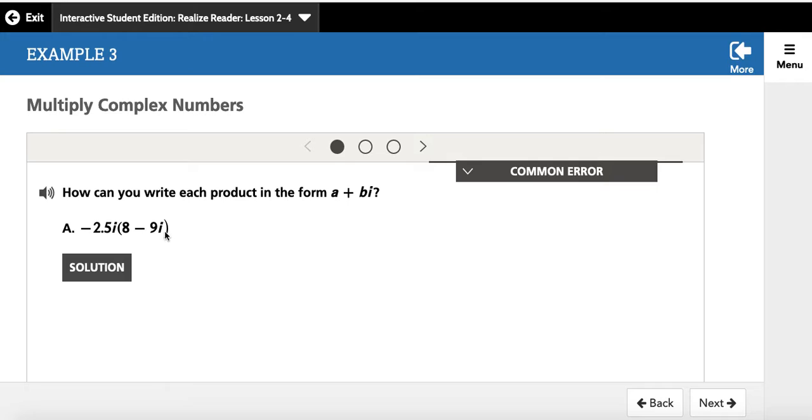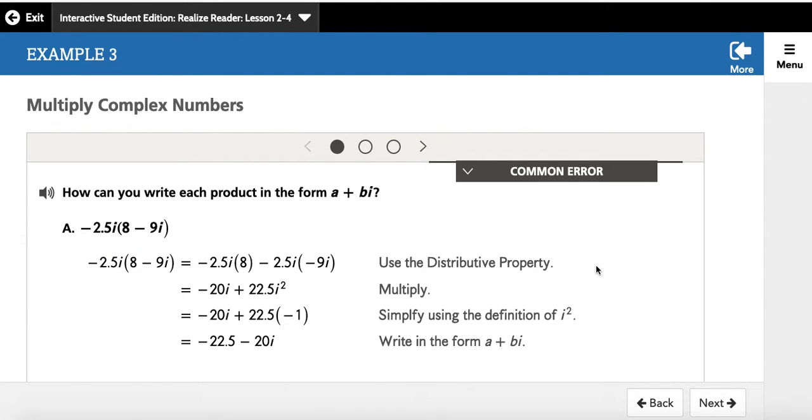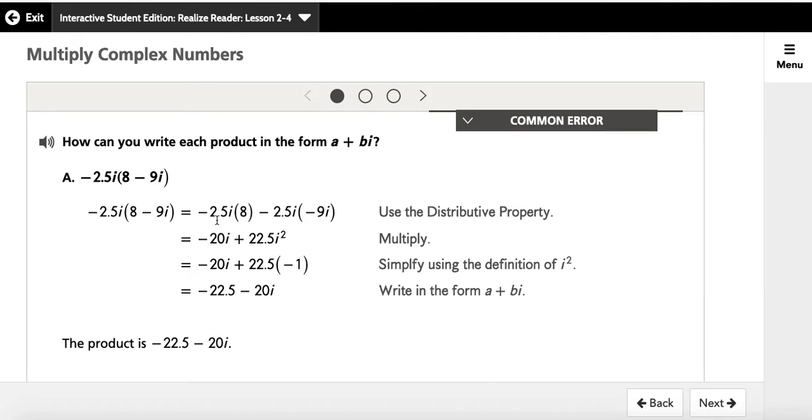And you can start off by just treating it like it's a variable, i is a variable. But at some point we're going to need to bring in, well, I'll just start playing it for you. We distribute and we get negative 20i plus 22.5i squared. This is where we need to realize that if you ever get i squared, it equals negative 1, because i equals the square root of negative 1, so that means i squared equals negative 1, so they replace the i squared with negative 1.